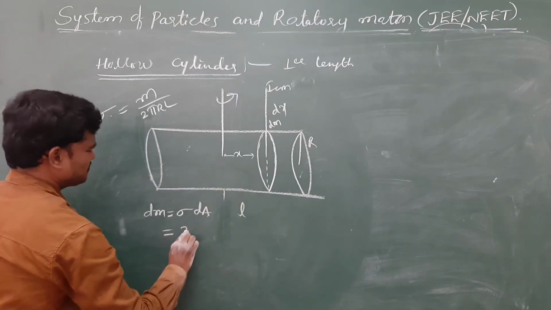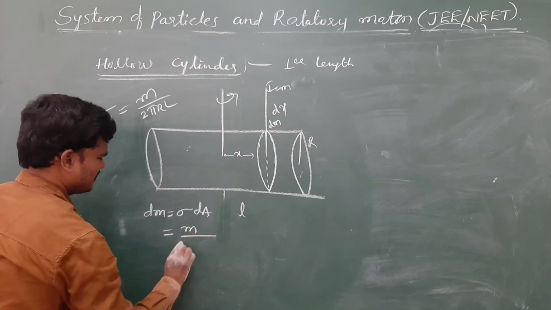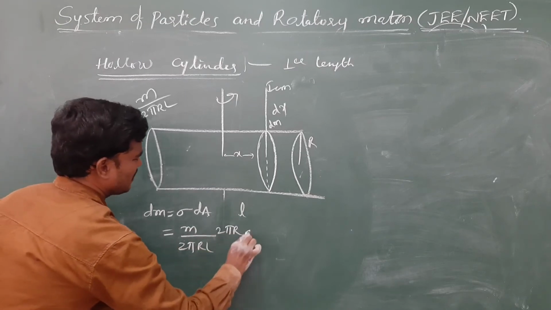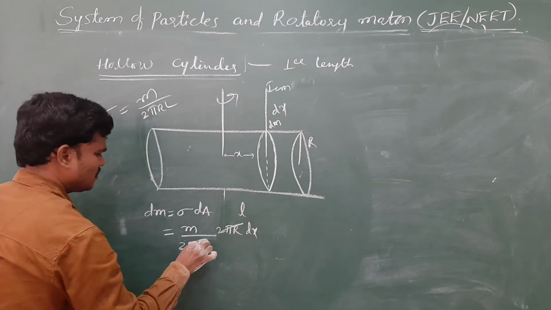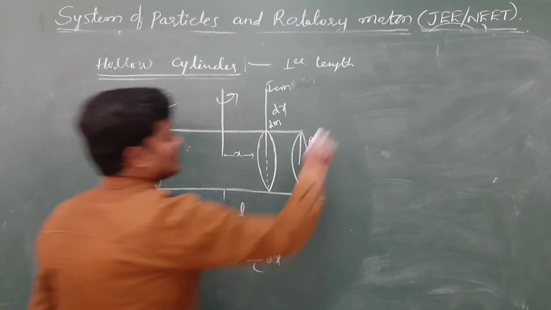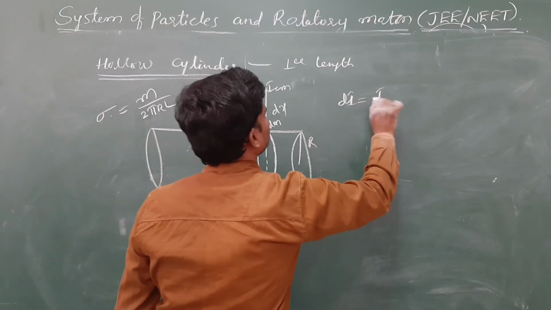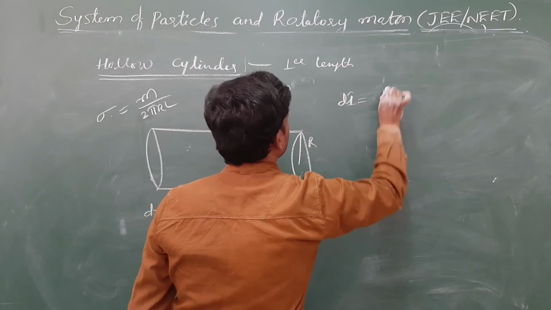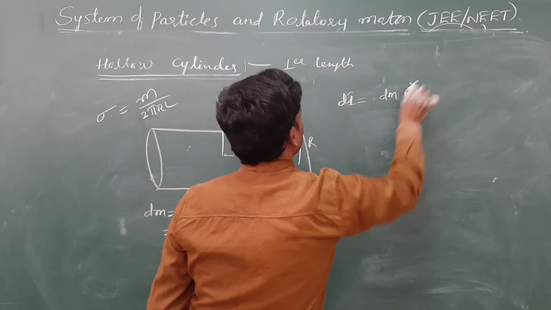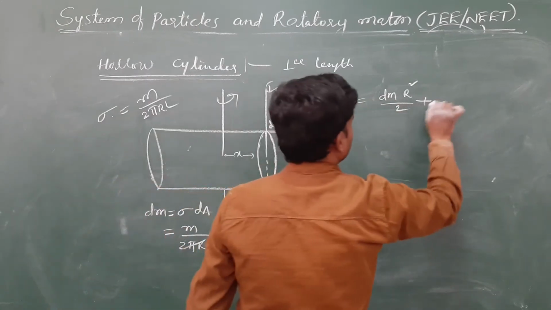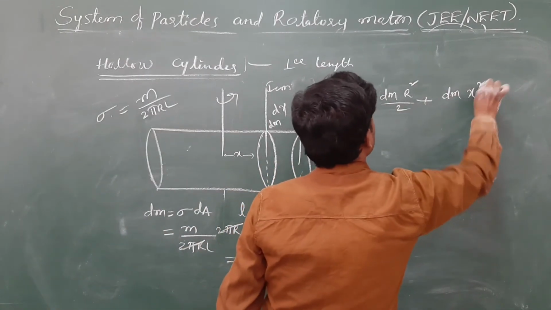What is sigma? m by 2 pi rl. dA is 2 pi r into dx. 2 pi r gets cancelled. Again, you will get the same m by l dx as previously. Now the moment of inertia due to the small part is ICM plus mr square. ICM is dm into r square by 2 about the diameter, plus dm into x square.